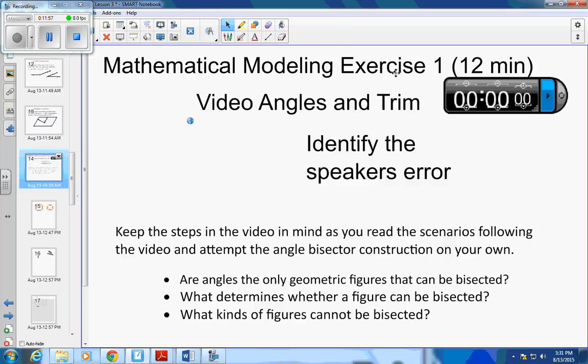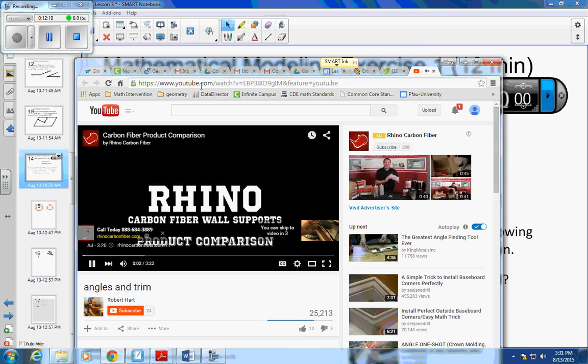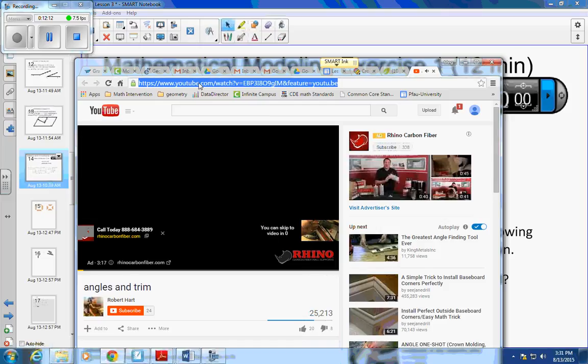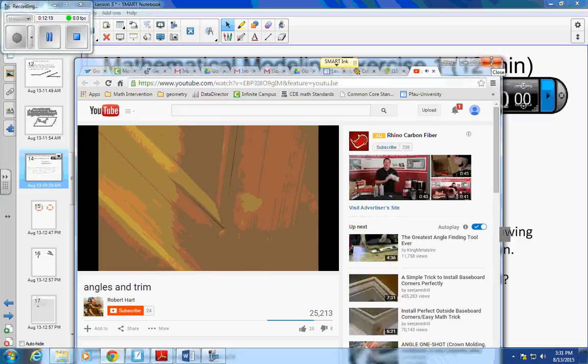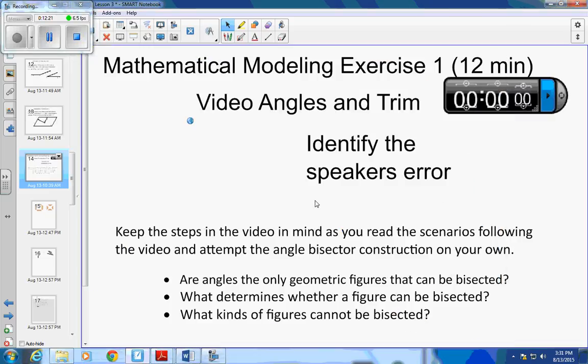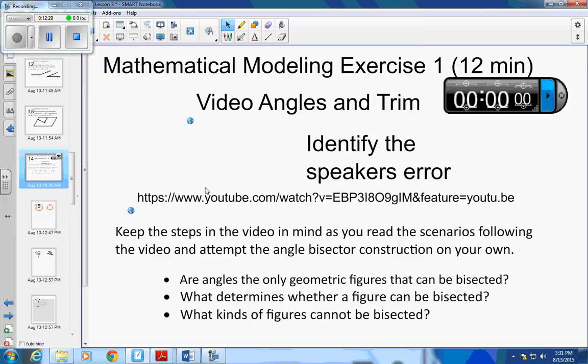Okay, so mathematical modeling exercise 1, you've got 12 minutes, so you'll want to stop the video at this point, and you want to watch this video right here. This video is this YouTube right here. And this is what it looks like. I'm not going to play the video right now. Instead, I am going to put that URL right there. So you want to play that video at that address right there.